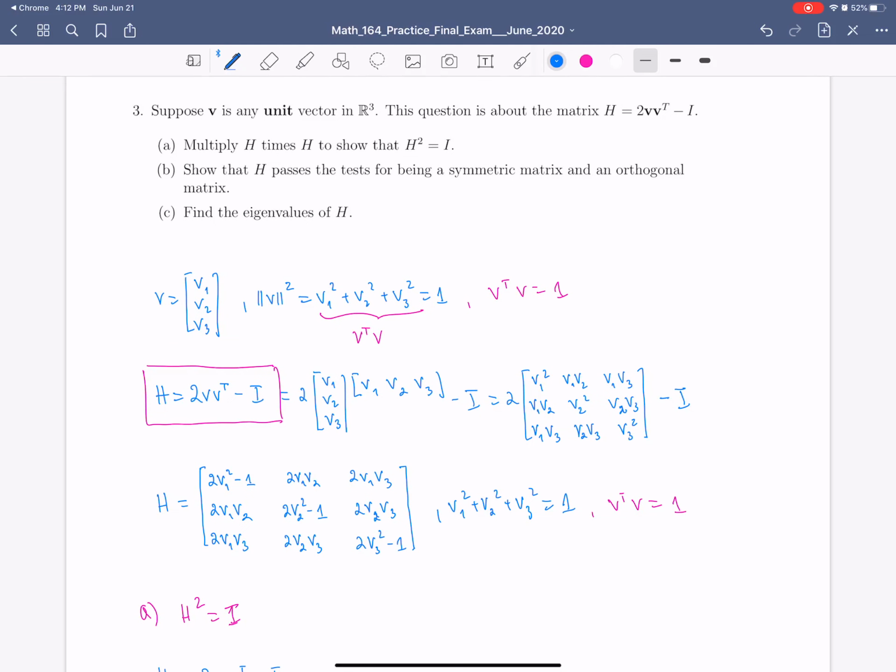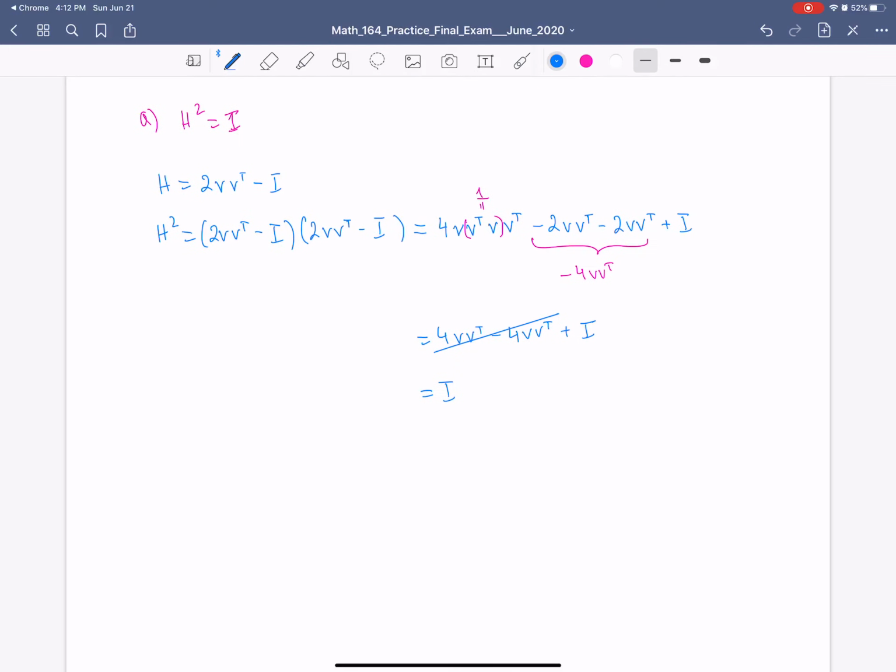Okay. Show that H passes the tests for being a symmetric matrix and an orthogonal matrix. All right. So how to show that H is a symmetric matrix? So we need to show two things. We need to show that H transpose equals H, and this is symmetry, and that H transpose times H is the identity. Now note that if we show this, then combine that with H squared, you could write H squared would be the same as H transpose H, and we've already shown that that's the identity.